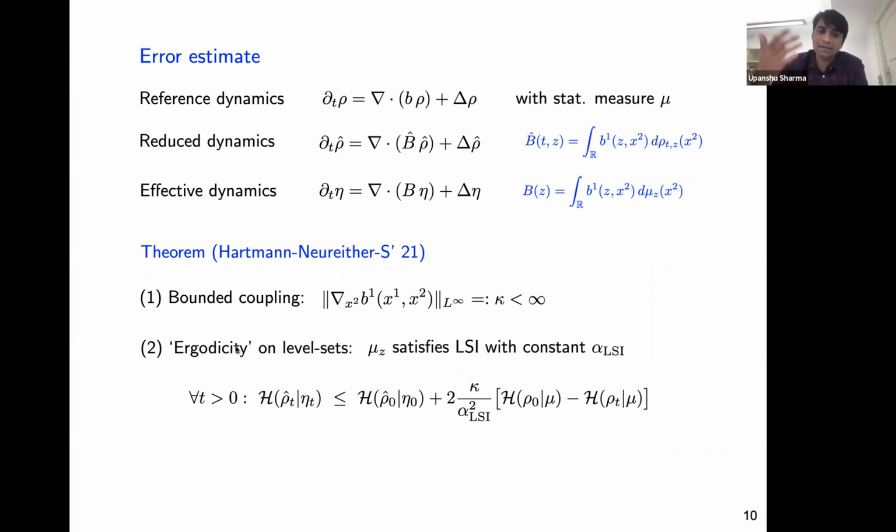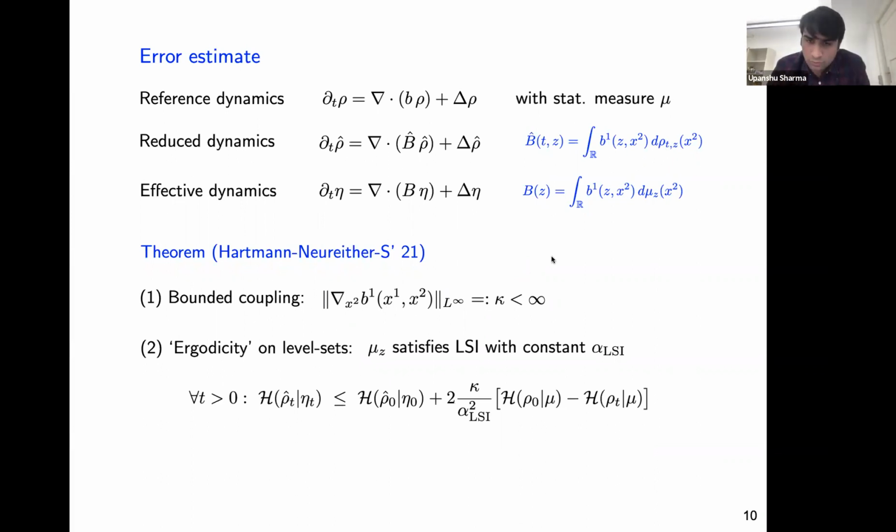I have all kinds of names, mixing, but essentially what I mean is equilibration on the level sets: mu z satisfies the log-Sobolev inequality with a certain constant. And the second thing you need to have is somehow the fact that you see in both these equations you have averages with respect to B1, right? And somehow you need that this B1 does not interact too strongly with the x2 direction. You don't need to be too strongly coupled, or at least we need it. For estimates to work, we needed to have some reasonable coupling in the two directions. And that is somehow encoded in this definition of this kappa. So in some sense, it's a Lipschitz constant in the x2 direction of B1.